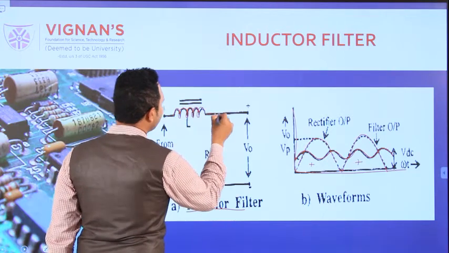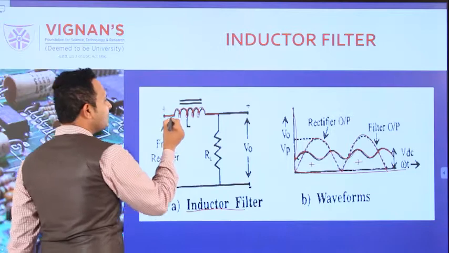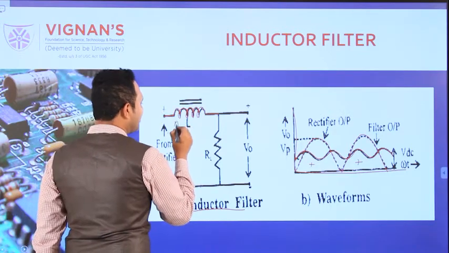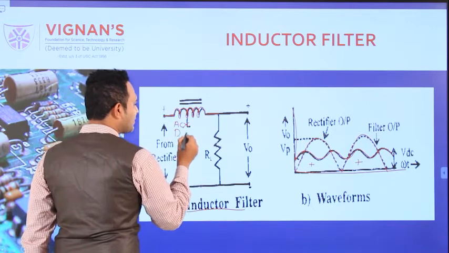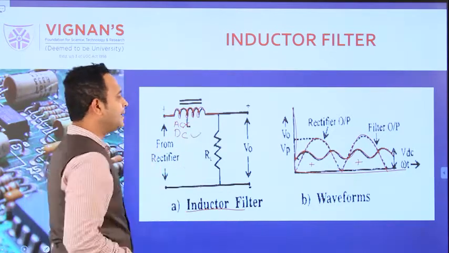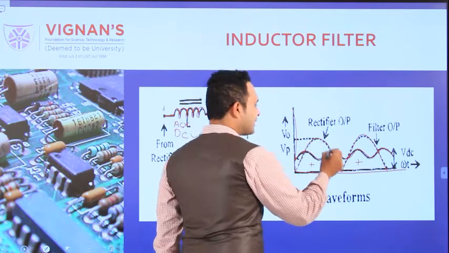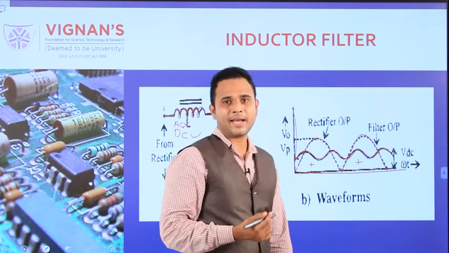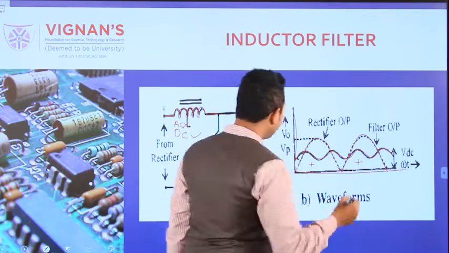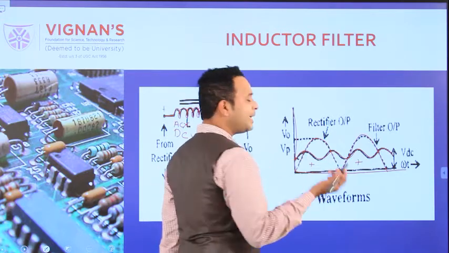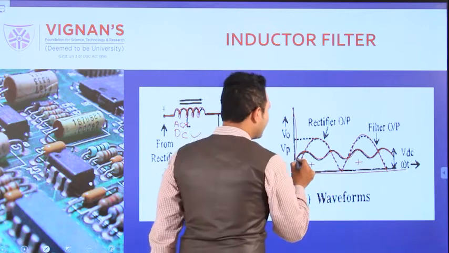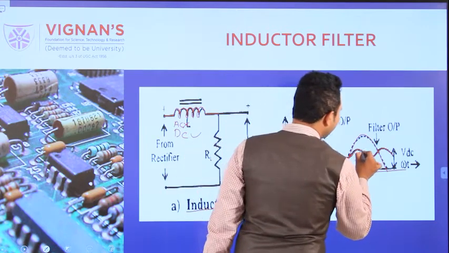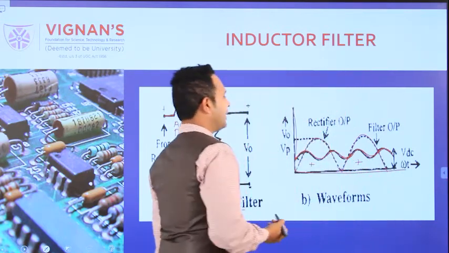Why are we connecting this inductor in series? As I already told you, the inductor stops the AC and allows only the DC. This positive peak consists of both AC and DC itself at first. The inductor only allows the DC and stops the AC. Then we are getting only DC at the output side.